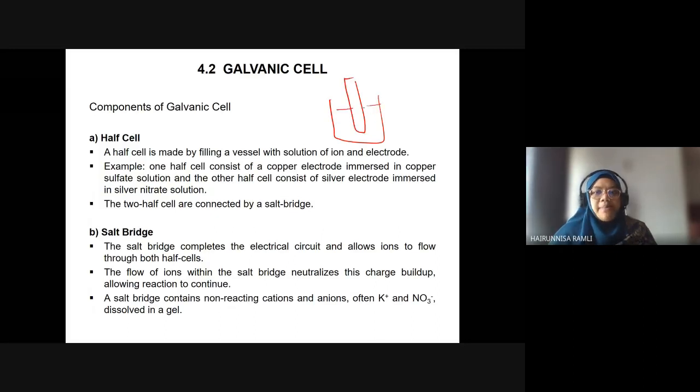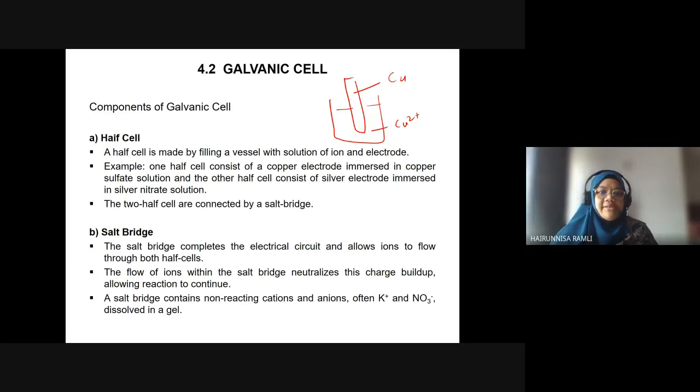Okay, for example, let's say you have copper. So this is copper electrode. So dia mesti immerse dalam copper solution. Okay, in this case, copper sulfate lah. So macam contoh satu lagi, silver. Silver immerse in silver nitrate solution. Okay, and then the two half cells are connected by salt bridge lah. So this salt bridge completes the electrical circuit and allows ions to flow through both half cells.